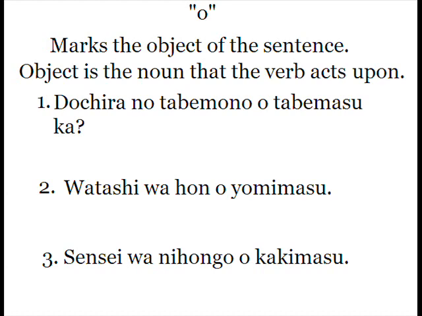So, for example, I'm going to give you 3 examples in Japanese, and then I'll tell you the English translation after I give all 3 examples. Number 1. Dochira no tabemono o tabemasu ka? Number 2. Watashi wa hon o yomimasu. Okay, number 3. Sensei wa nihongo o kakimasu.